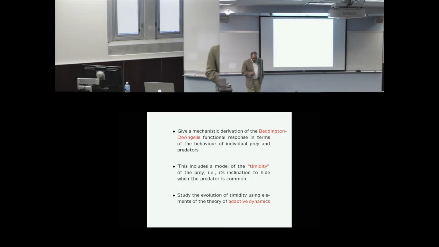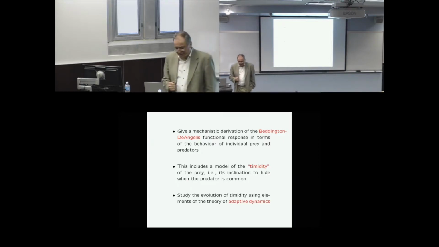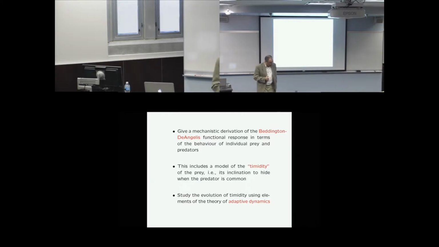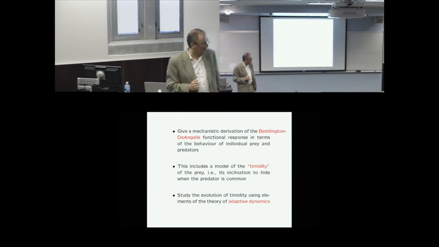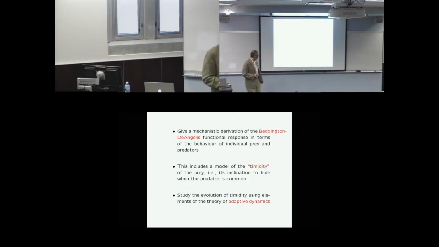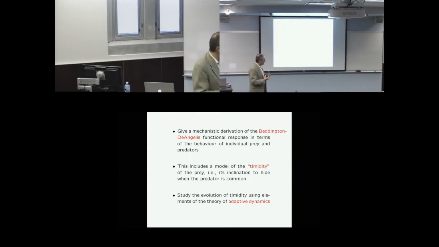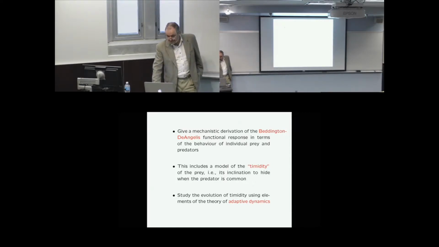And this derivation introduces a new concept, or I don't know whether it's new, but we have coined it timidity of the prey. That's the inclination to hide when the predator becomes very common, so there is a higher risk of being eaten by a predator. And then I will study the evolution of this timidity by natural selection within the framework of adaptive dynamics. And I will give a short introduction also to the elements of adaptive dynamics.